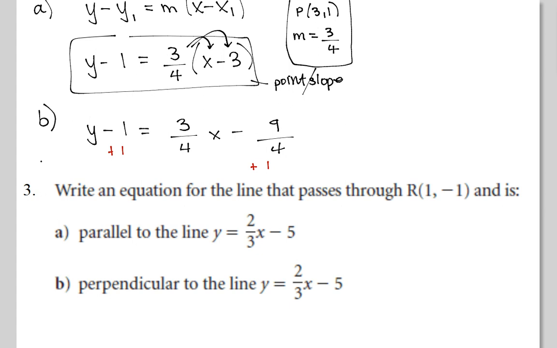You have to add like terms. So does the 1 go with the 3/4 x? No, the 1 goes with 9/4. So now you have to add fractions. So what's -9/4 plus 1?